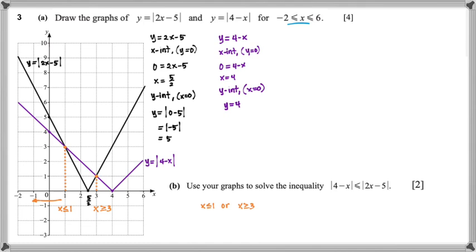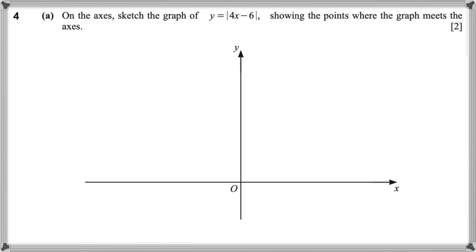Alright, so that's for question 3. Now let's proceed to question 4. Now for question 4, it's the same with question 3. Alright, so on the axis, sketch the graph of y is equal to the modulus of 4x minus 6, showing the points where the graph meets the axis.